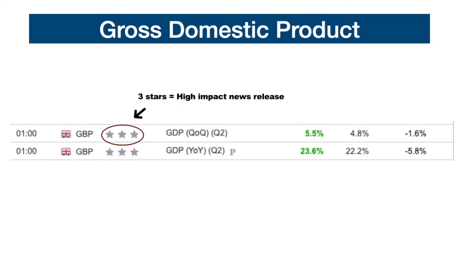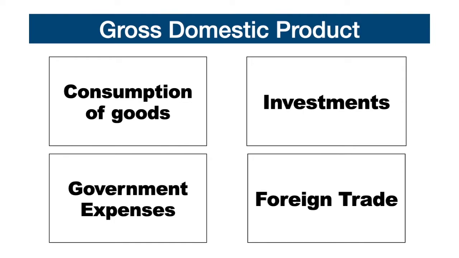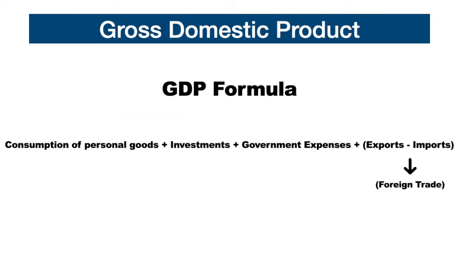the active ones. The GDP is based on 4 key elements: the consumption of private and public goods, private and public investments, government expenses, and foreign trade. The general formula to calculate the gross domestic product is equivalent to the total consumption of personal goods, plus the total investments, plus the total government expenditures, plus the total exports, minus the total imports.